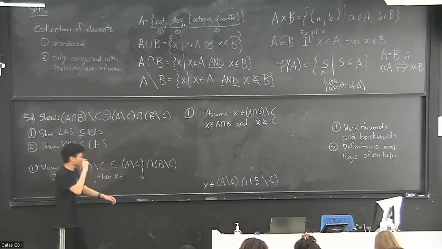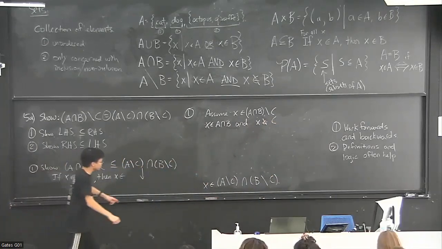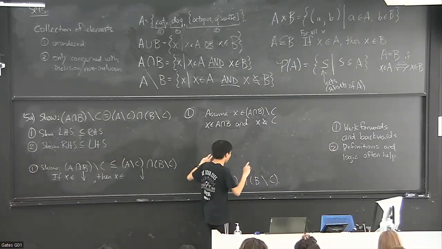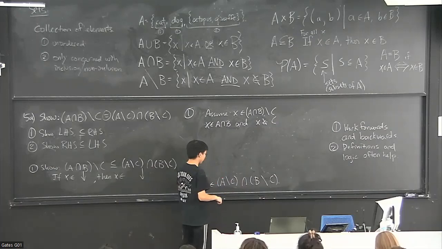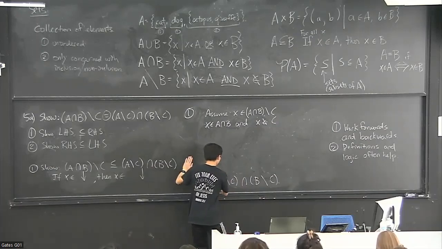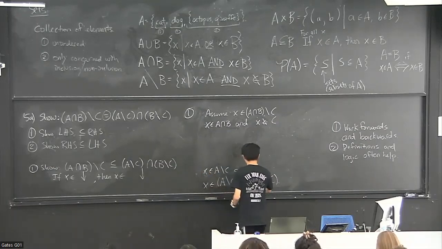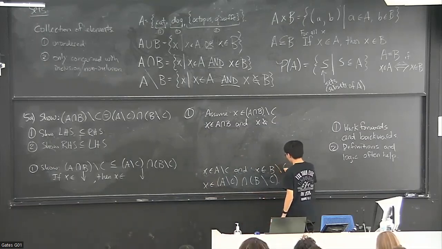Now, I'm looking at tip number 1, working forwards and backwards. This is where I want to end up. I can make my goal the definition of this, because if I can end up at its definition, I'll end up here. So I want to end up with x is in this, and x is in this.